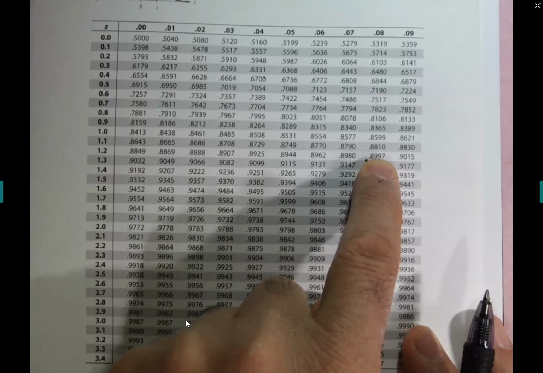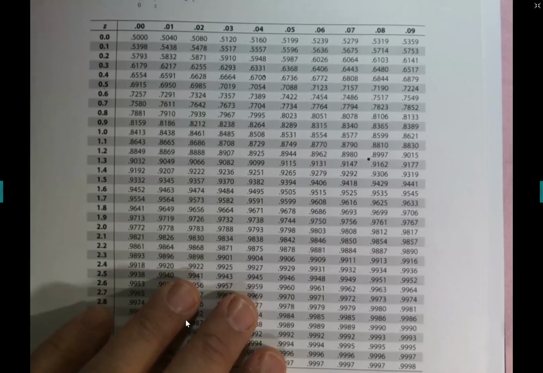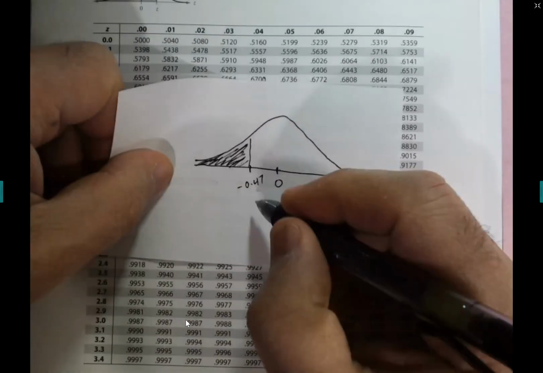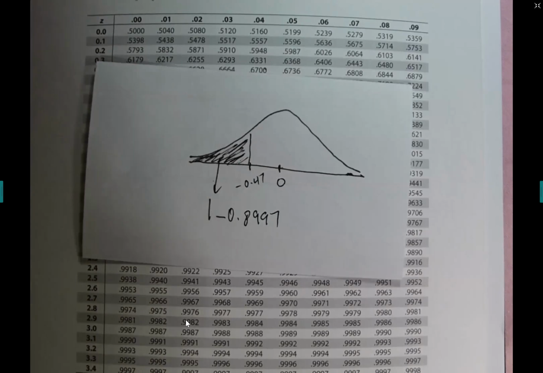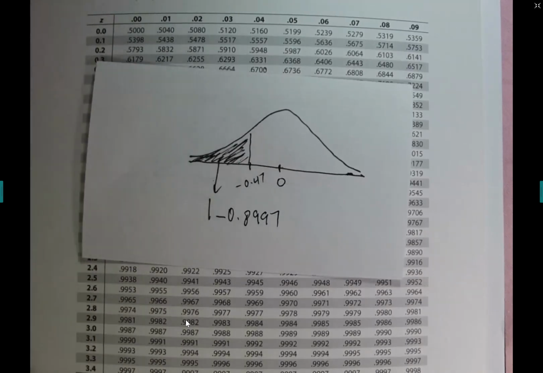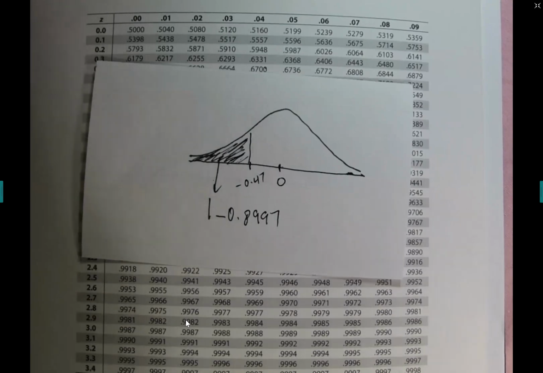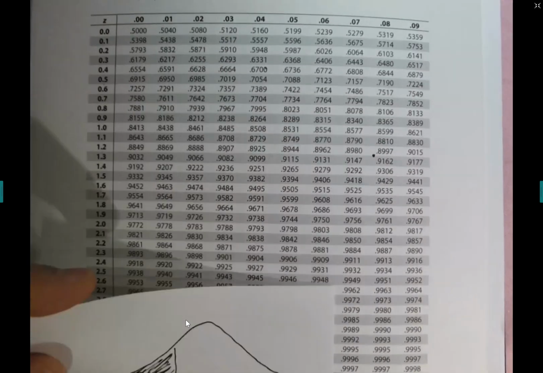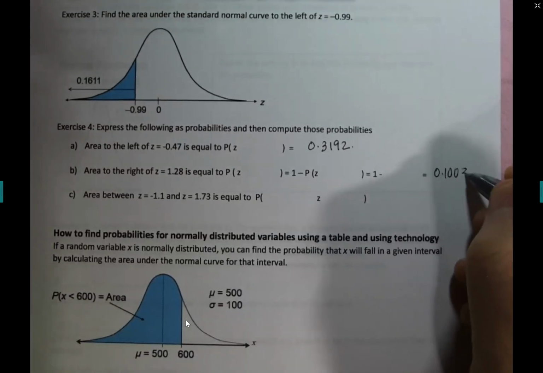What I'm going to do with this one? Subtract from 1. Yeah, subtract it from 1. So it's going to be, let me write it down, 1 minus 0.8997. And you can use your calculator to find this answer. Here you go. 1 minus 0.8997. All right. So 0.1003. I'm just going to put the answer and then we'll fill out the rest later.